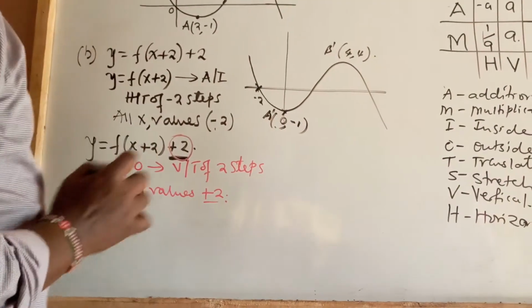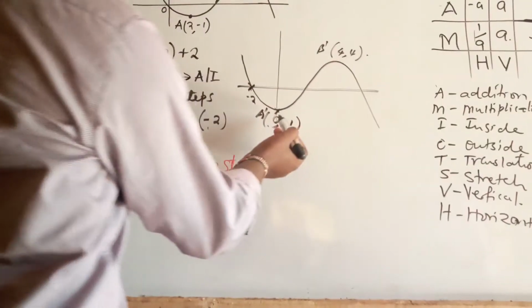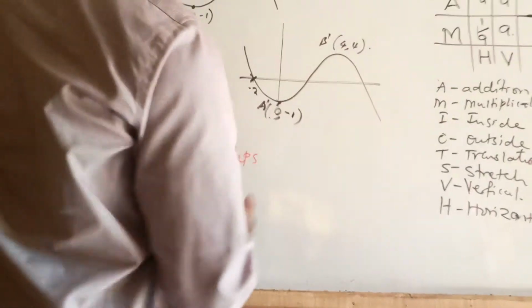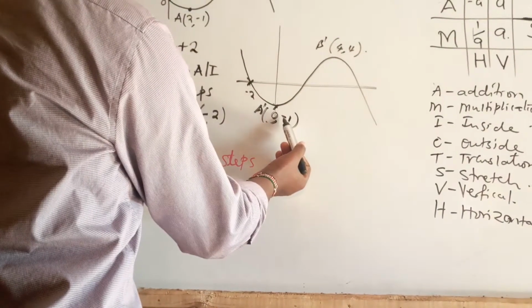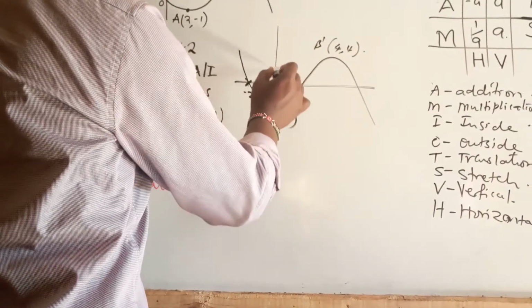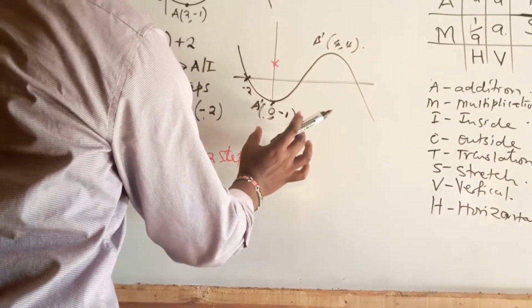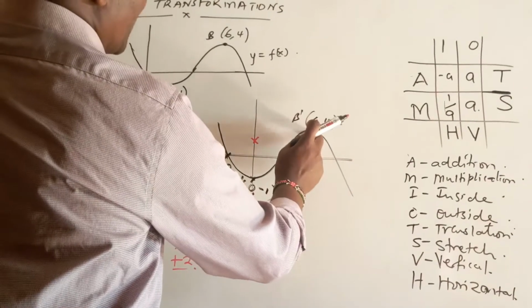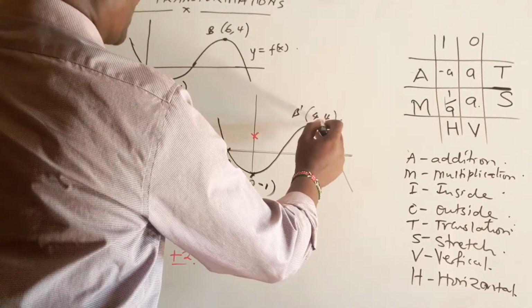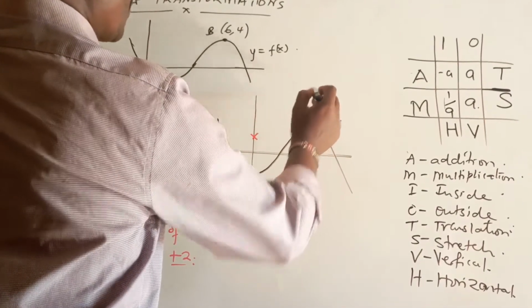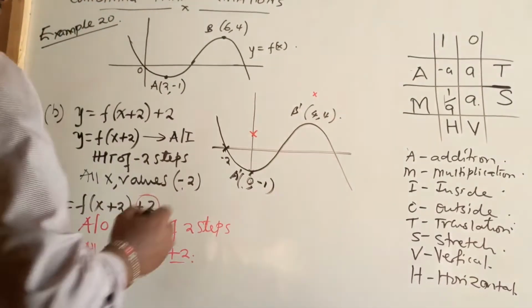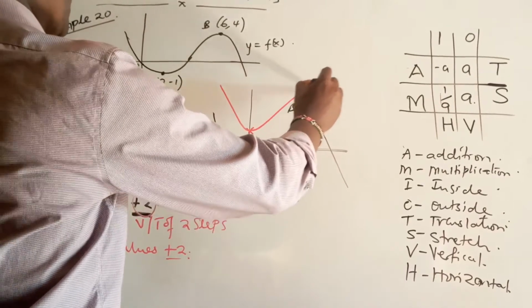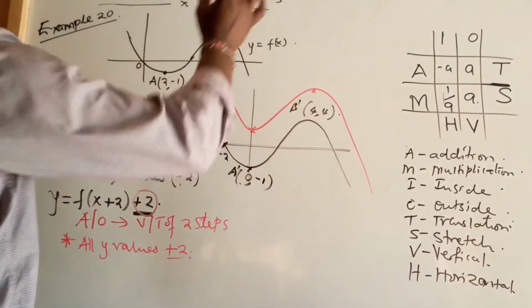From this one, the y value is -1 here. When the y value is -1, -1 plus 2 is 1. So this graph now climbs up 2 steps. What is the y value here? You can see it's a 4. 4 plus 2, you get a 6. You maintain the same shape, but all the conspicuous points have gone up by 2.